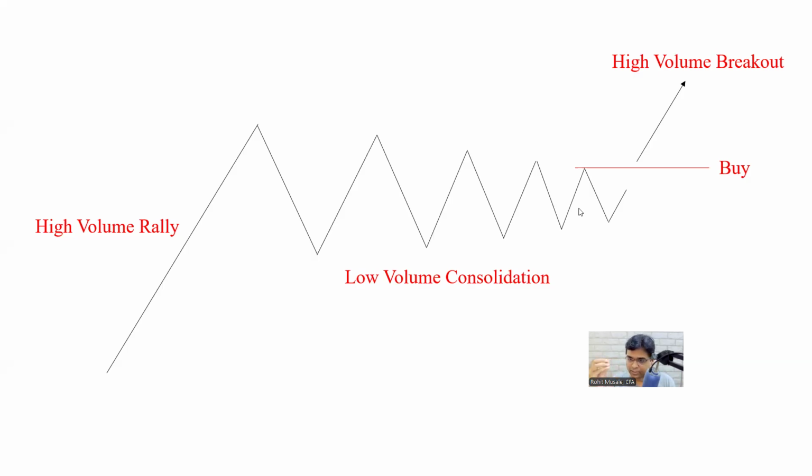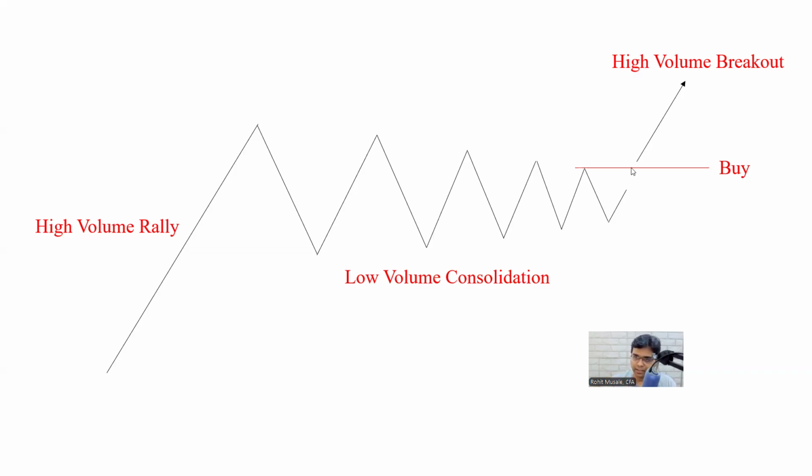So now you understand the logic behind what is happening. Why do we say low volume consolidation? Why do we say high volume rally? Remember the basic principle: whenever we talk about high volume, it is institutions at play. Whenever we talk about low volume, it is retail participants at play. So during this period, since the retail supply is coming to the market, the volume is low. If institutional supply was coming, the volume would not be low.